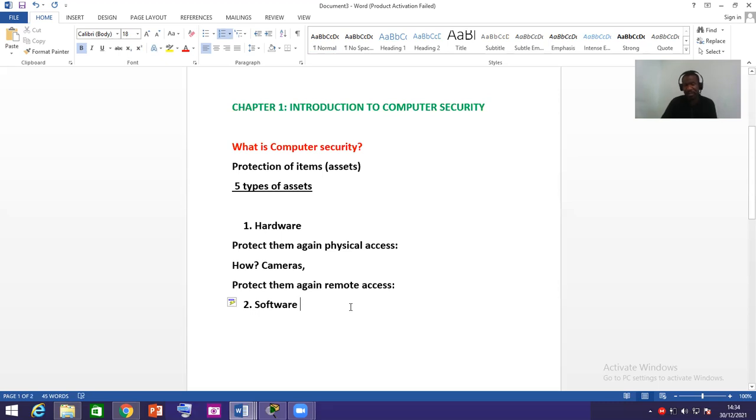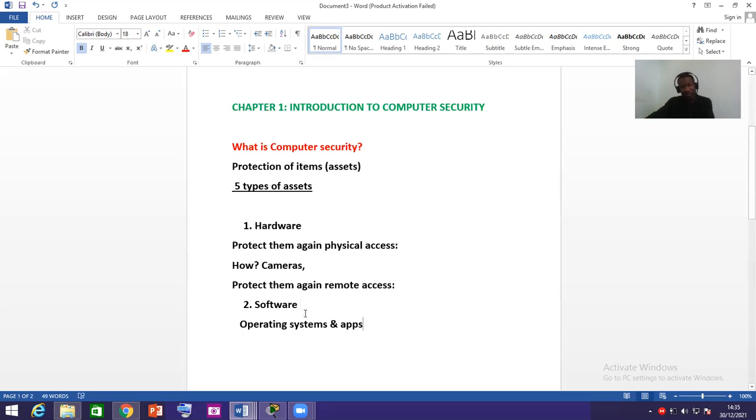Rule number one, you protect your hardware against physical access and remote access. When you are done, you already lock your computers and so on. You need to make sure that software that are going to run on those computers are also protected, right? So what does it mean by the software? You need to protect operating systems and your applications, right?